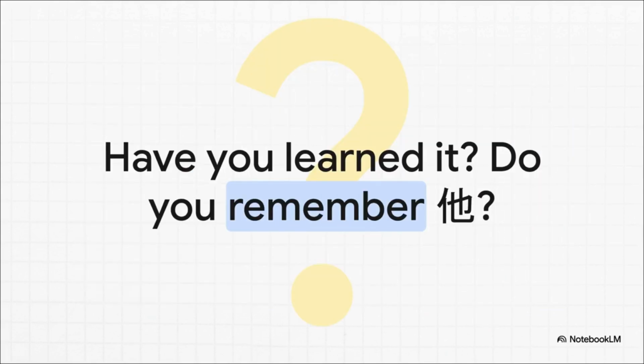So, you think you've got it? Let's do a quick test. Just for a second, picture the radical for person. Now picture that ancient radical for snake right next to it. What character is that? It's tā. It means he. See? You got this.